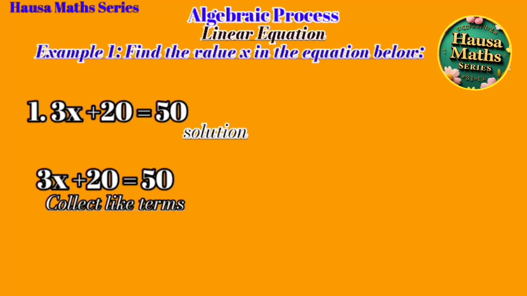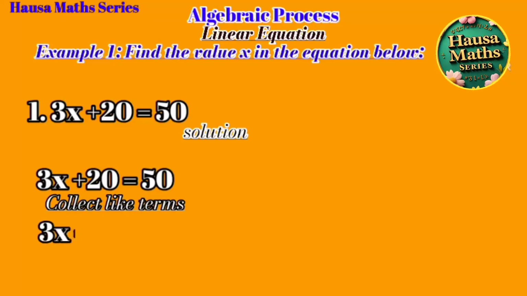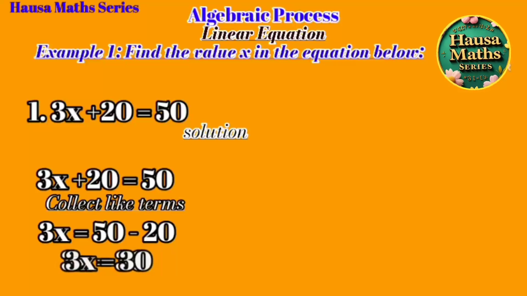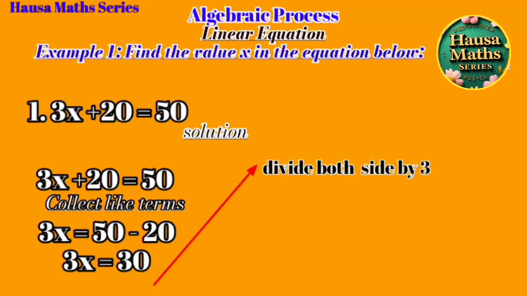So let's see this 20 and 50. This 20 and 50 look alike, so we are going to merge them on one side. So our answer is going to be 3x is equal to 50 minus 20. Why is it minus 20? Just because it is positive on the other side, and when it crosses the equal sign, it will be negative, as we have done previously. So 50 minus 20 means 30. Therefore 3x is equal to 30.